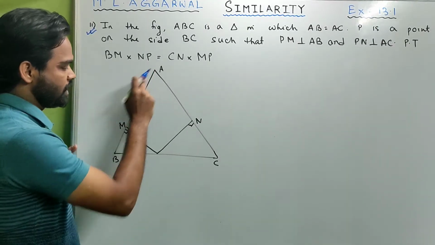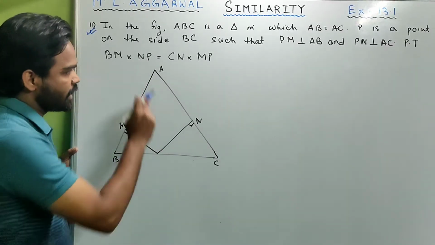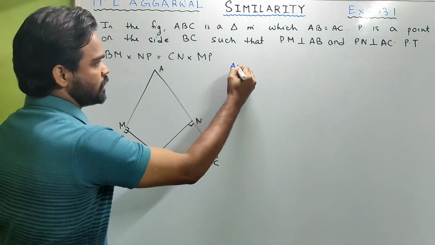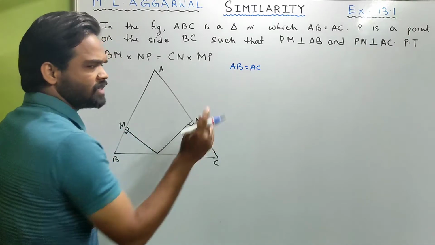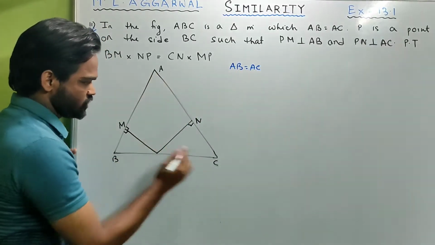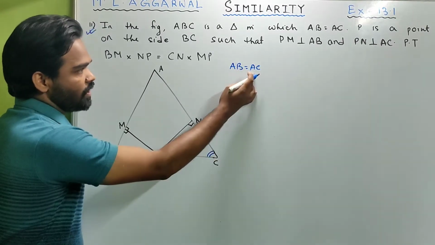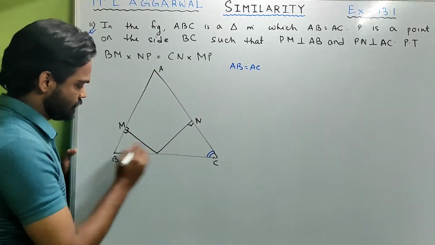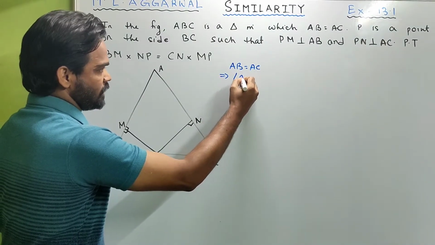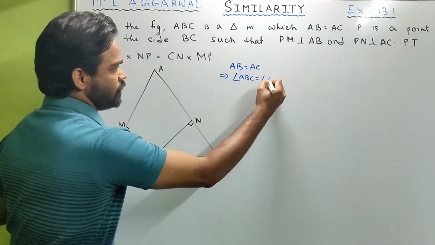In the figure, ABC is a triangle in which AB is equal to AC. So that is given to us. AB is equal to AC, which means it's an isosceles triangle, which means the angle opposite to AB, which is angle C, and the angle opposite to AC, that is angle B, will be equal. No doubt in that. Angle ABC is equal to ACB.